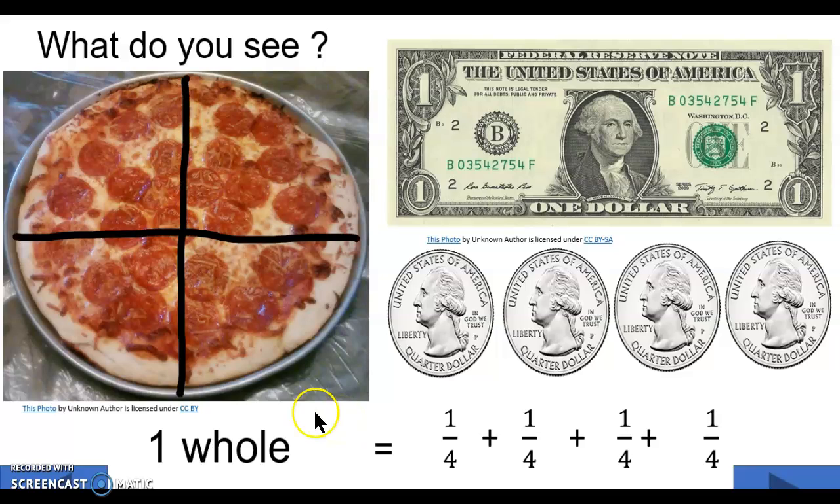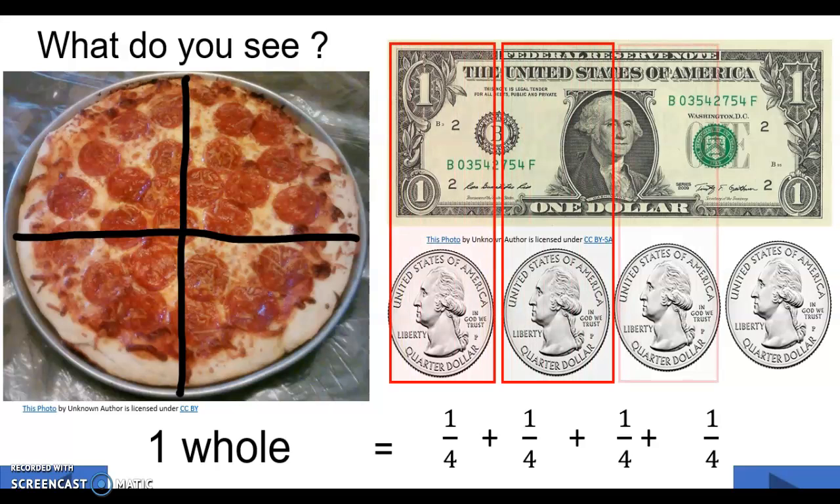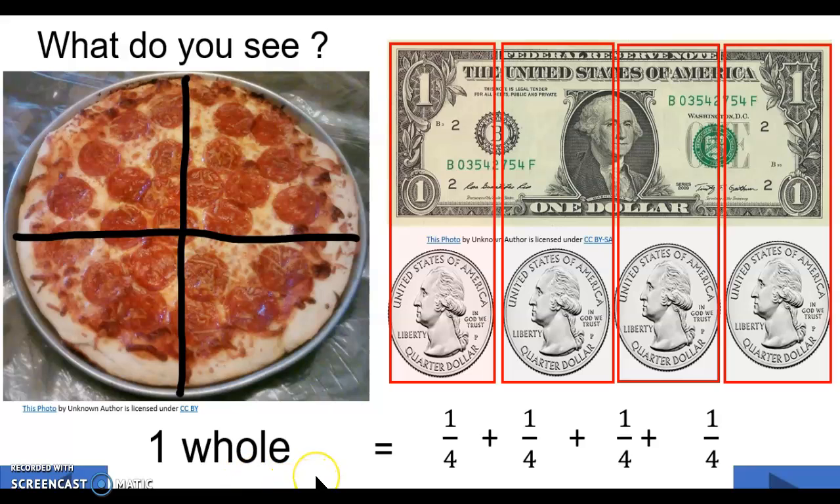What do you see? The dollar is on the right, and it has the 4 quarters. The pizza is sliced into fourths. So even though they're different items, a pizza can have parts and $1 has values of. It's a representation that it's similar.